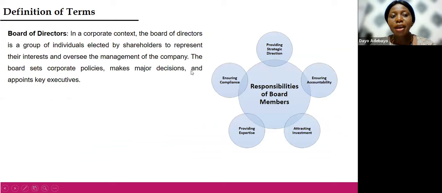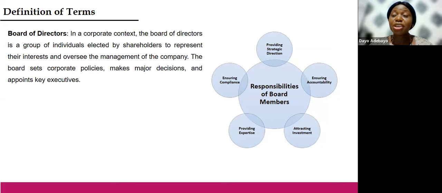All right. So the board of directors. I have some definition here. In a corporate context, the board of directors is a group of individuals elected by shareholders to represent their interests and oversee the management of the company. The board members set corporate policies, make major decisions, and appoint key executives. So when we talk about the board of directors, they are key individuals that protect the interests of the shareholders.